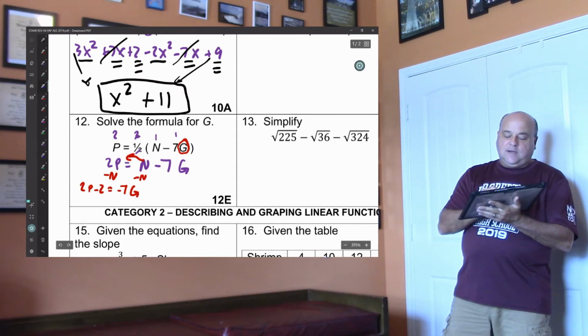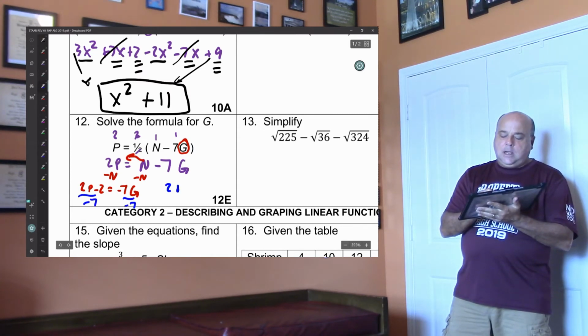And now I'm going to divide by negative 7. So I'm going to get 2p minus 2 over negative 7 equals g. And that's my answer.